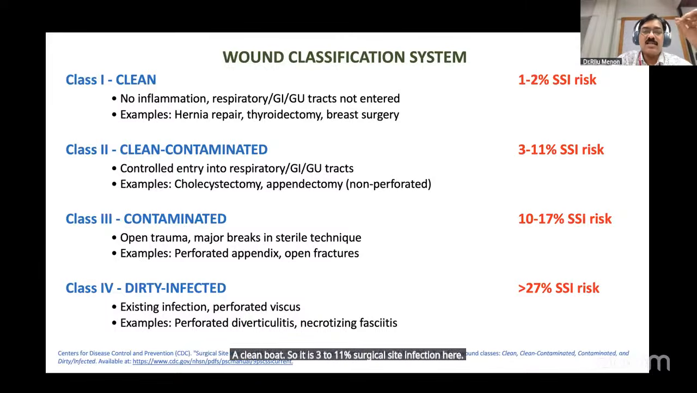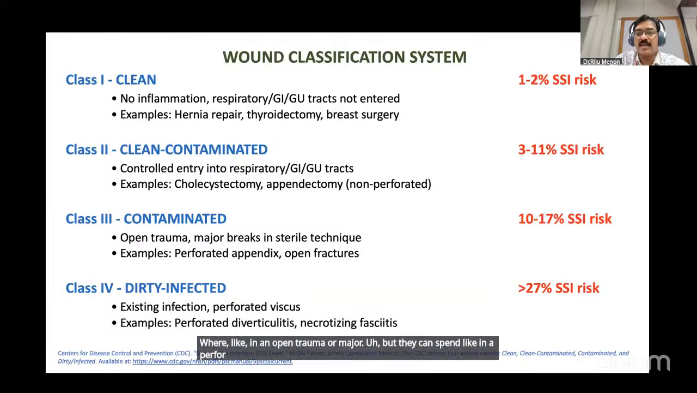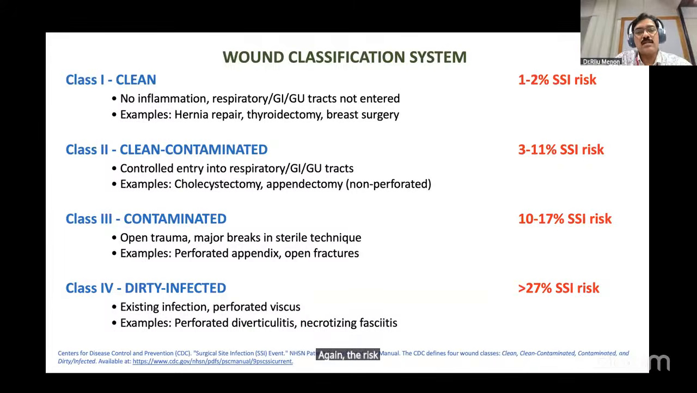Now, this is the set of patients where a pre-operative prophylactic antibiotic helps in preventing wound infection. Class 3 is the contaminated wound, like in an open trauma or a major break in technique, like in a perforated appendix, fractures, etc. Again, the risk is increased, almost double that of the clean contaminated.